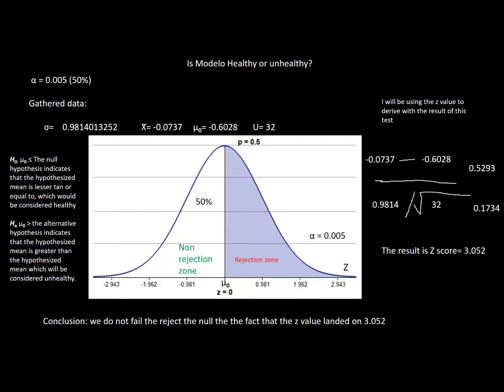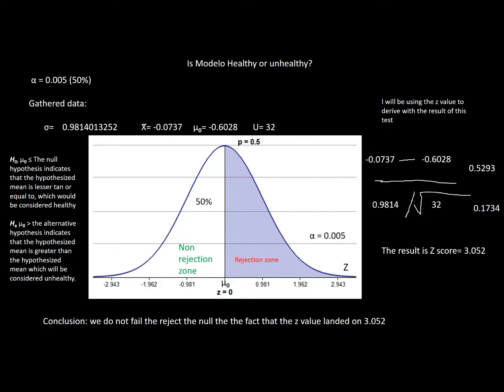Oh, okay, okay. So what's a z score at 0.005, which is really small? Yeah, I think you have one too many zeros on alpha. I think it's supposed to be 0.05.